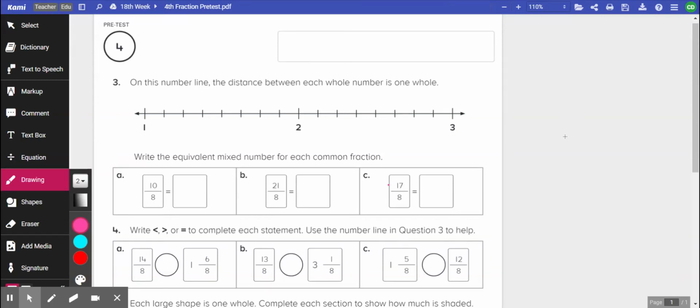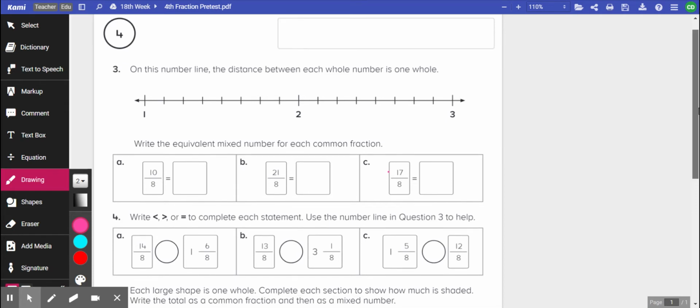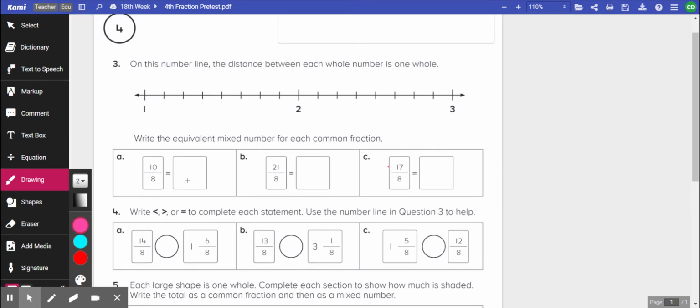Good morning. I'm going to go through the fourth grade pretest, which is just like your module 4 test today that you're going to take, part 2 on fractions. The first two problems you'll see, you're looking for equivalent improper fractions and mixed numbers, common fraction or improper fraction, or you're comparing them with the less than, greater than, or equal to sign.